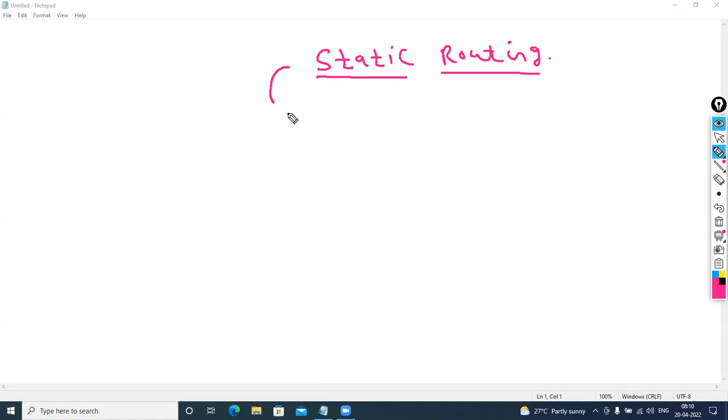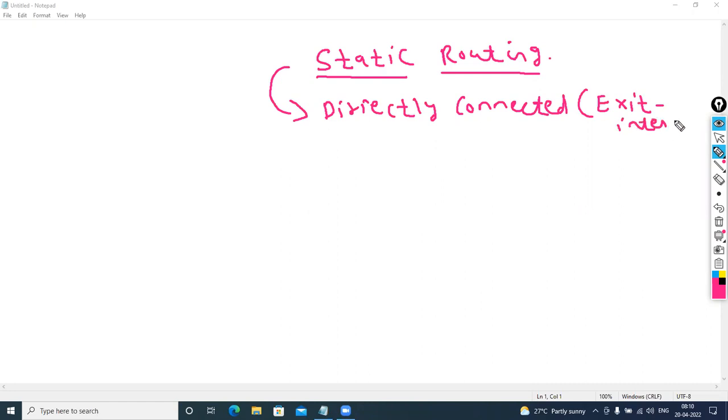So you can configure static routing in three types. First one was directly connected. For a directly connected static route, you use the exit interface. So it is ip route, network IP, subnet mask, and exit interface.